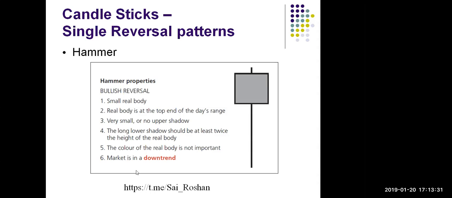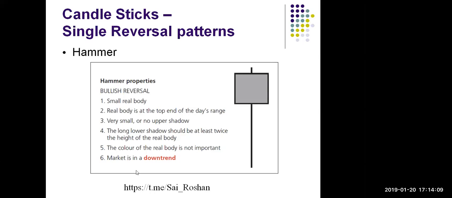Now, as you can see from the figure, if you want to understand it from the psychology point of view, it has opened up somewhere here, and it tried to go down. It went down till a particular point, but maybe in the afternoon session, it started moving up. So the bears tried their best to take it down, but at the end of the day, the bulls did not give up, and so it has closed above. So bulls have strongly taken over, even though the market is in a downtrend. You can see that the closing price is closer to the opening price.